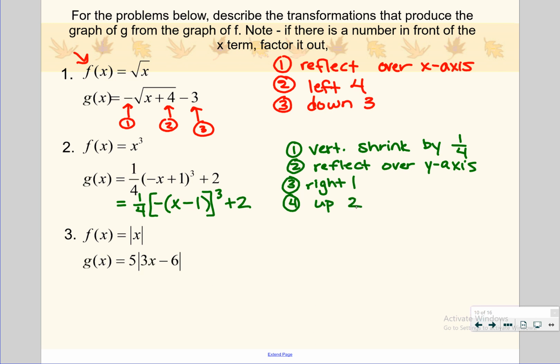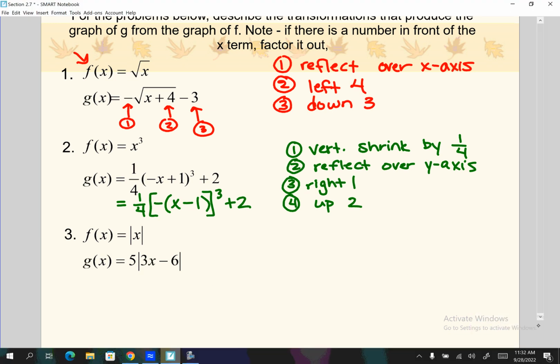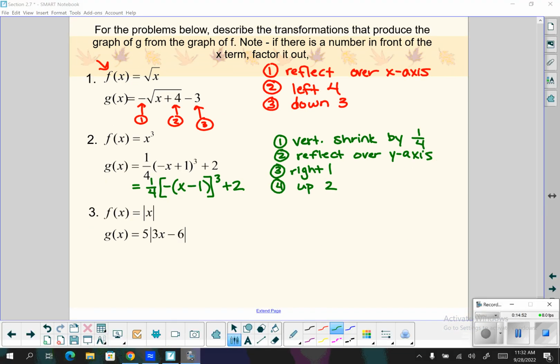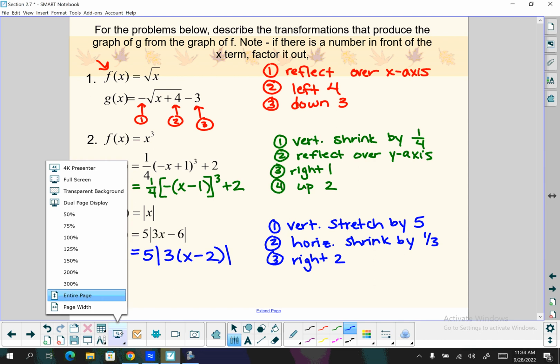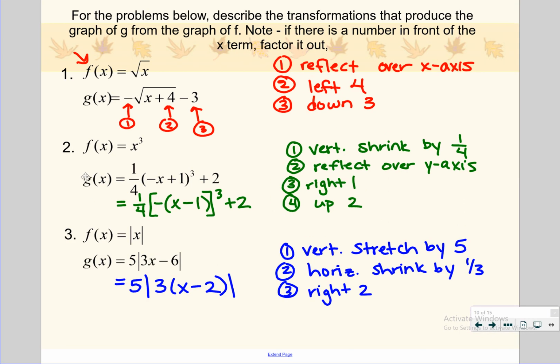Okay. With your partner, somebody near you, I want you guys to do the bottom one. Is the bottom one in the right form? No, there's something multiplied by the x, so you need to factor it out before you can use your rules. All right, go ahead. I'll give you a few minutes. Let's check it.